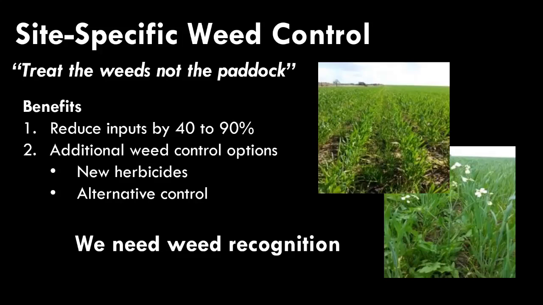But to do all this, we need weed recognition. So we need to be able to identify where weeds are in a crop to do this effectively. And that's the fundamental component of all this, is that you actually need to be able to detect weeds in all different scenarios to do this effectively.